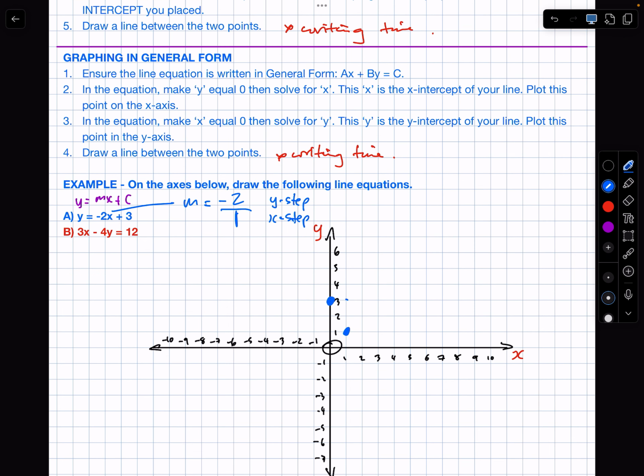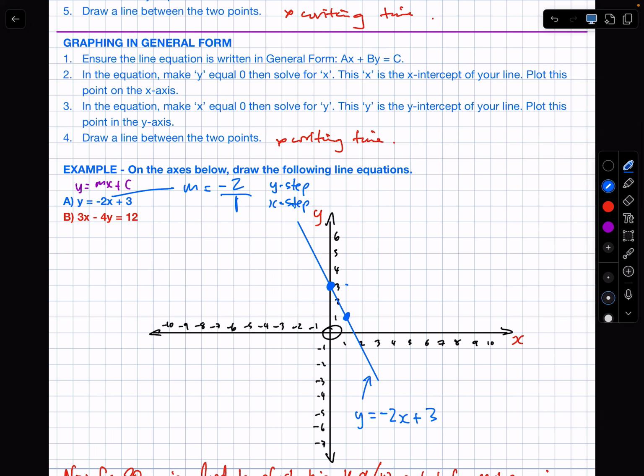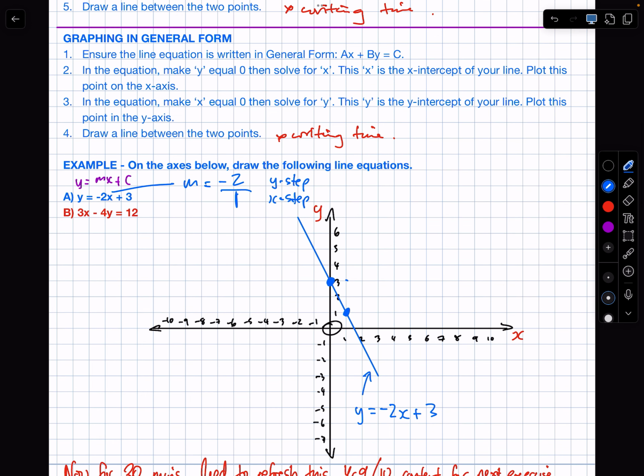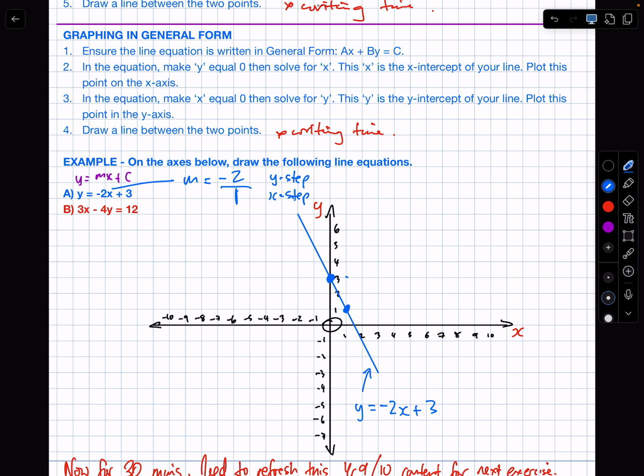So now I can draw the line through those 2 dots, and I'll label it to show that that is y is equal to negative 2x plus 3. So can you draw that matching graph? That was the drawing in slope-intercept form demonstrated. If you get that a bit early, can you get the steps on how to graph in general form? And then I'll talk you through them and demonstrate that as well.